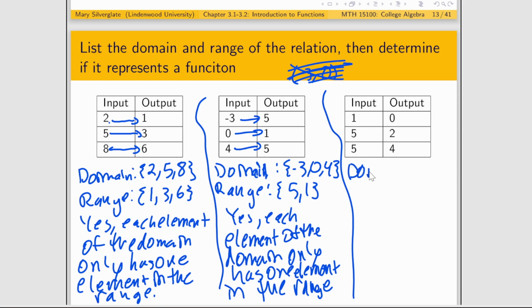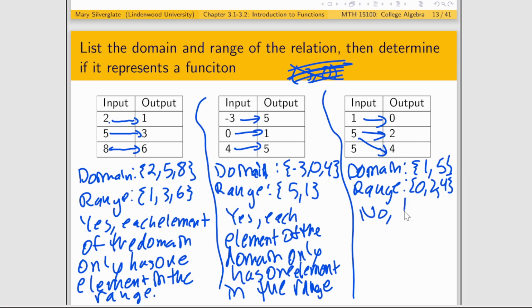For this next one, now in the domain, if you notice, I've got only just 1 and 5 because 5 repeats. And for the range, that's 0, 2, and 4. So here, does this still fill the definition of a function? It does not, because really this 5, which is really the same element, maps to two different things. So no, there is an element of the domain, 5, with more than one element in the range.